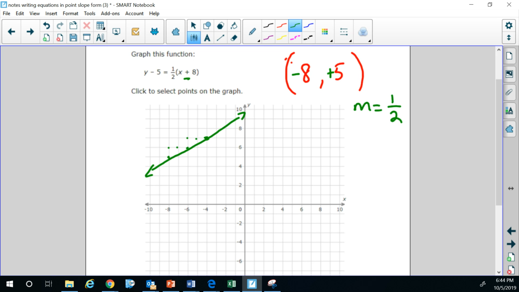make sure you have the correct signs for your points. You know your points are going to have 8 and 5. All right? And just reverse the signs that are in the equation. So in the equation, I have a positive 8, so you know I'm going to have a negative 8 in my point. I have a negative 5 in the equation, so you know I'm going to have a positive 5 in my point. All right?